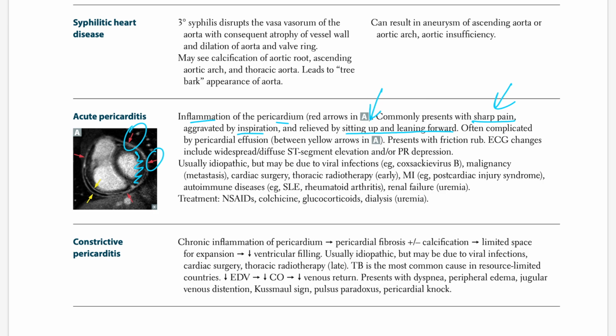The pain is aggravated by inspiration and relieved by this. It is called pleuritic chest pain. Acute pericarditis, which is just a simple inflammation of the pericardium, can be complicated by effusion, which is between the yellow arrows in picture A.